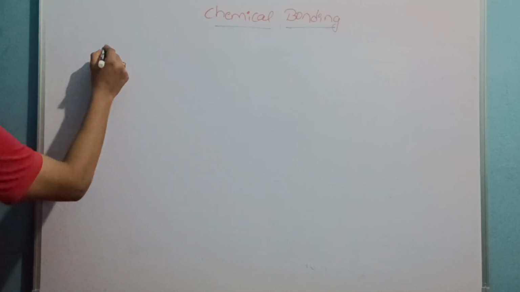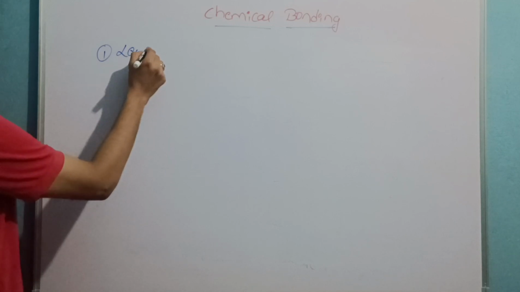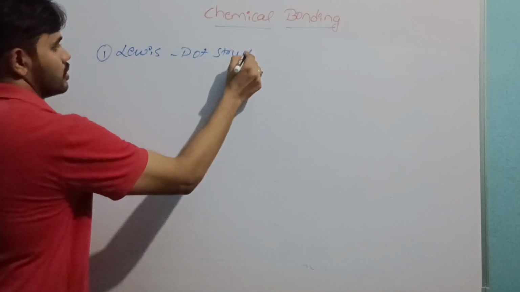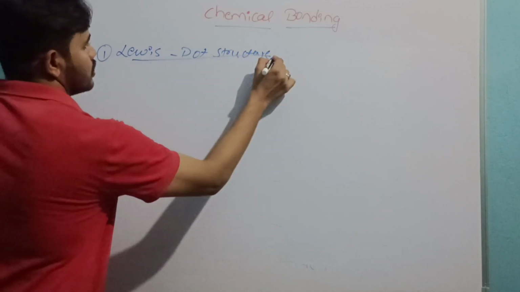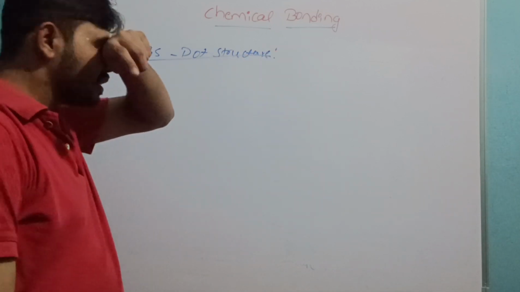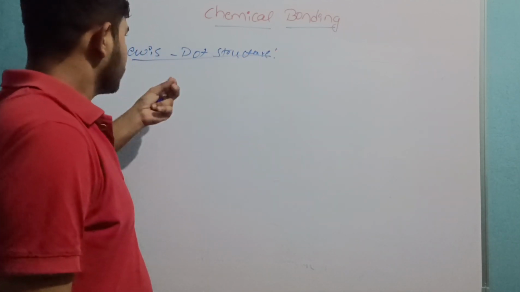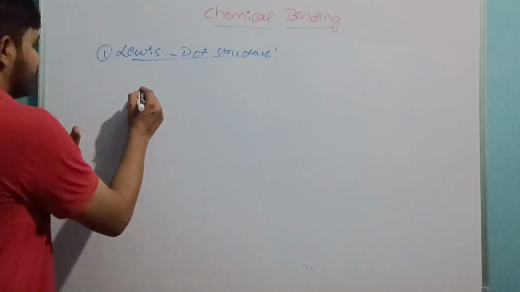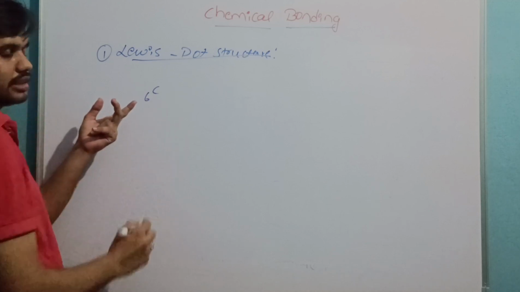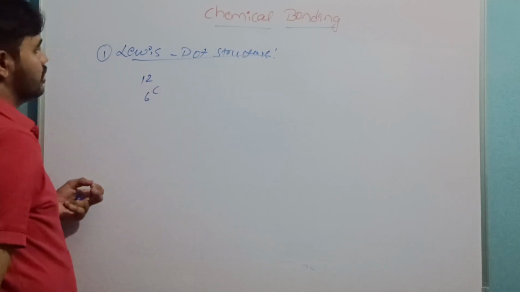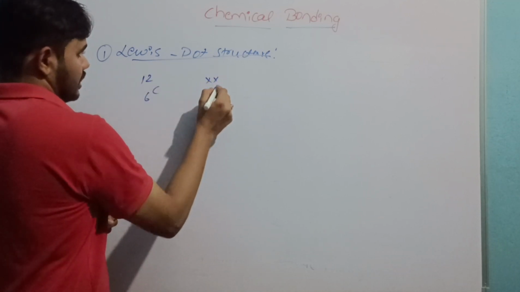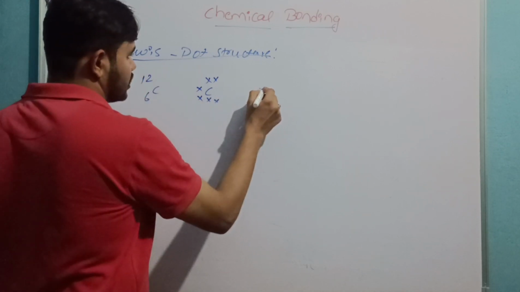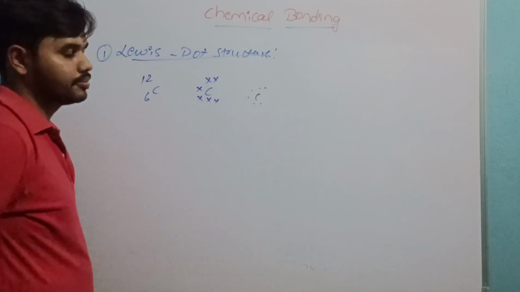Next one, Lewis dot structure. In the Lewis dot structure, the number of electrons is written in dot form. For example, carbon has 6 electrons and mass number 12. We represent it like this in Lewis form, as dots.